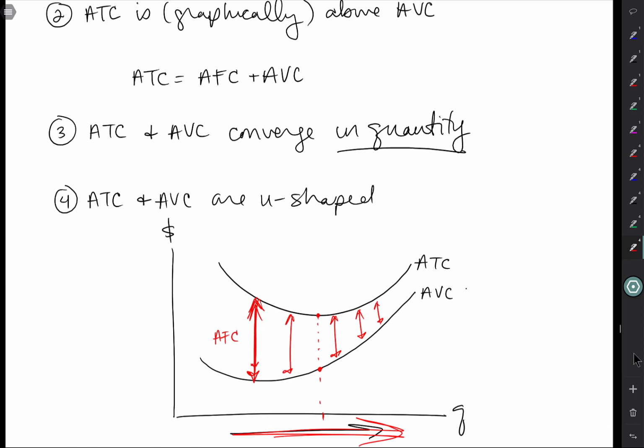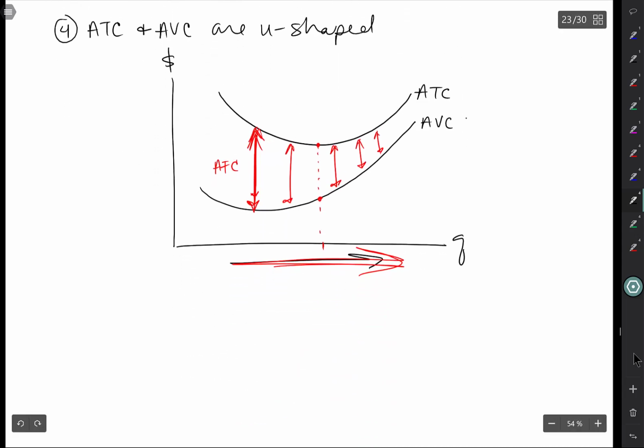ATC and AVC converge. They come together in quantity. Why? Once again, because of number 1. Again, these cost curves are related to each other. Now, number 4, why are they U-shaped? It's because I said so, right? Well, let's get into that. Why is that the case? And to understand that, we need to add number 5.